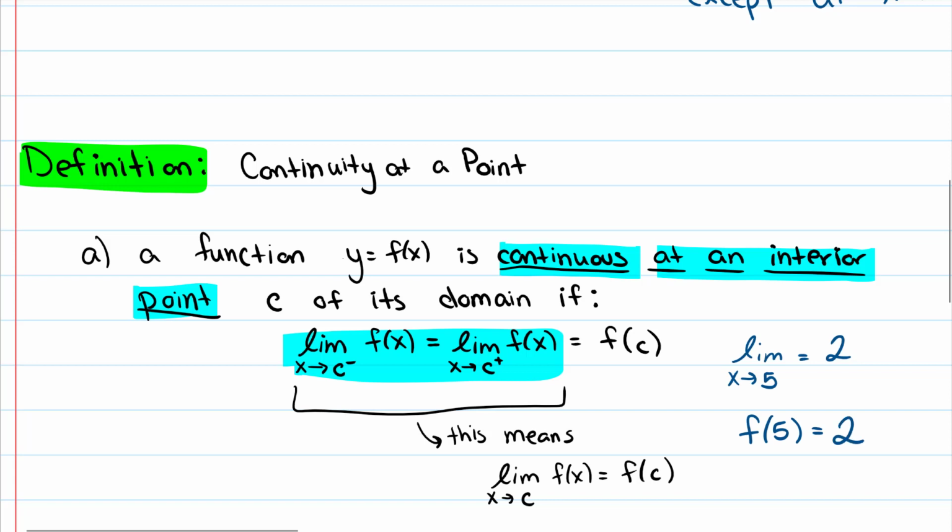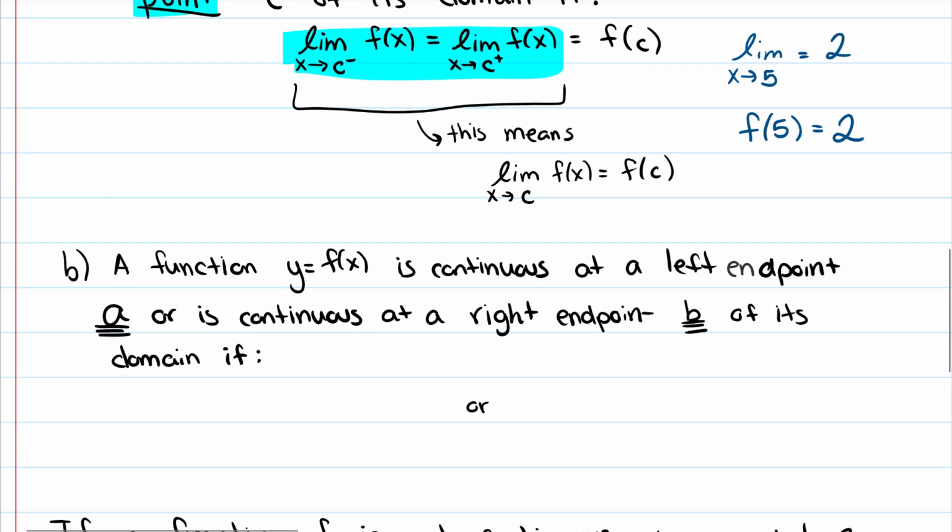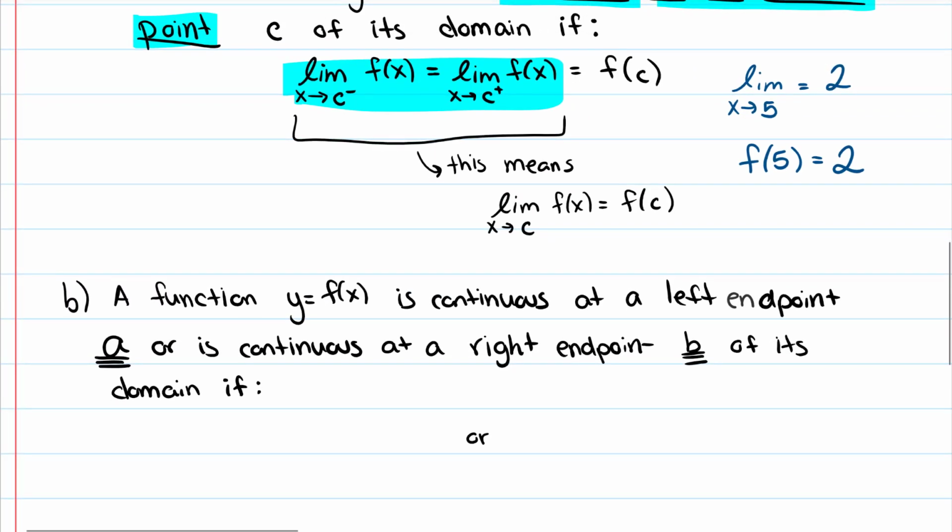Up to now, it has not mattered whether the function evaluated at the point is an actual y value. All we've cared about is the limit from the left and the limit from the right. However, with continuity, the limit from the left and the limit from the right also have to equal the function evaluated at that point. Now we're going to talk about what it means for a function to be continuous at a left endpoint or a right endpoint.